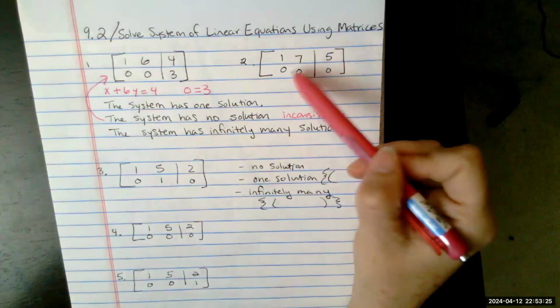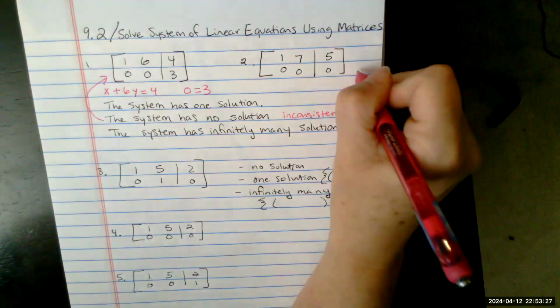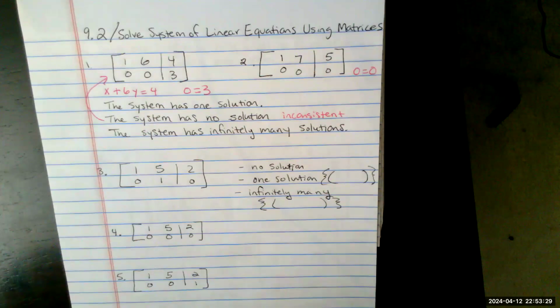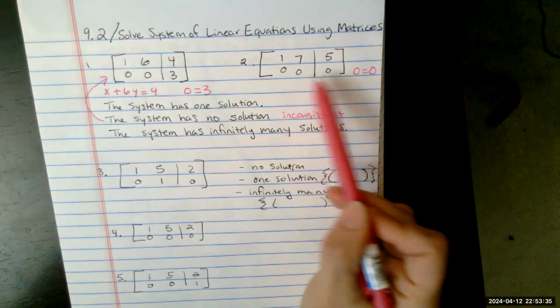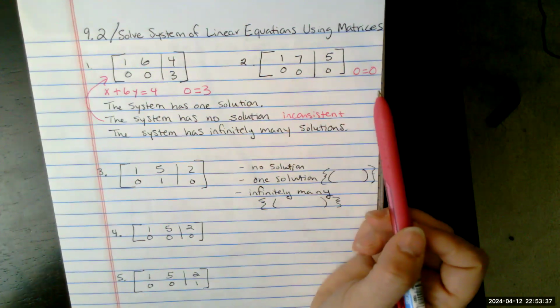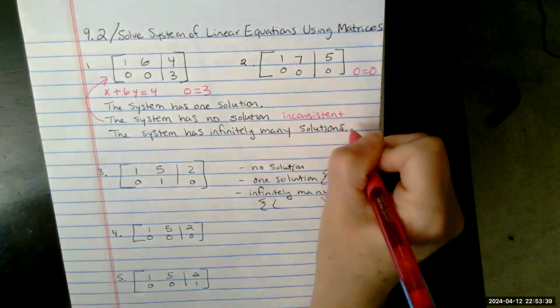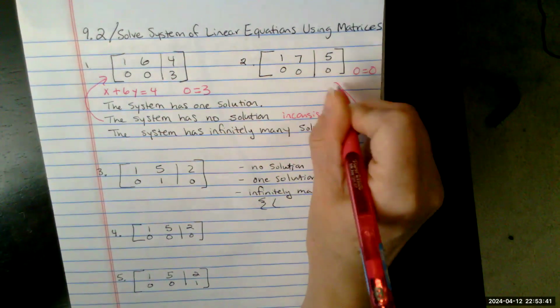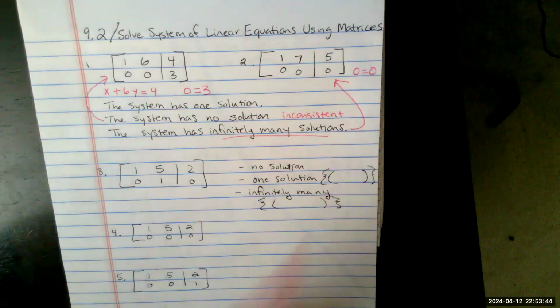Now, this one's very similar, except that bottom line would end up saying that 0 equals 0, which is true and would always be true. No matter what x and y are, since there are no x's, no y's, this will always be true. It doesn't matter what they are. So this is the special case that is infinitely many solutions.